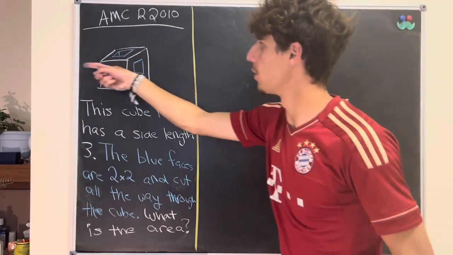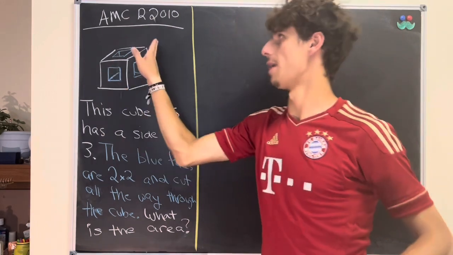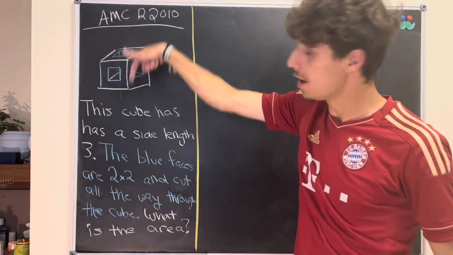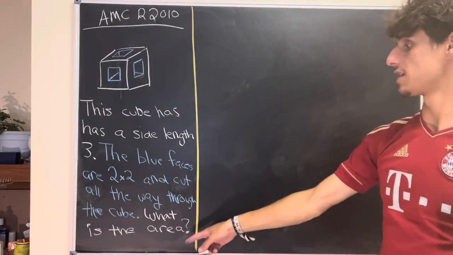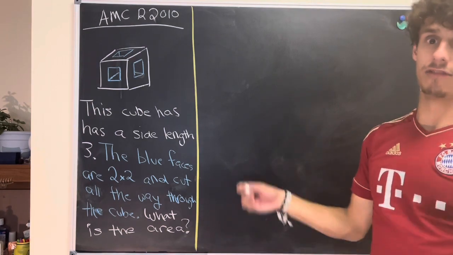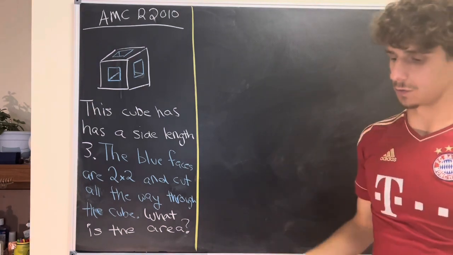So this hole goes all the way through to this side, this hole goes all the way through the back of the cube, and this hole goes all the way down through the bottom of the cube. And we're asked to find the remaining area of this surface. So let's jump into this solution.